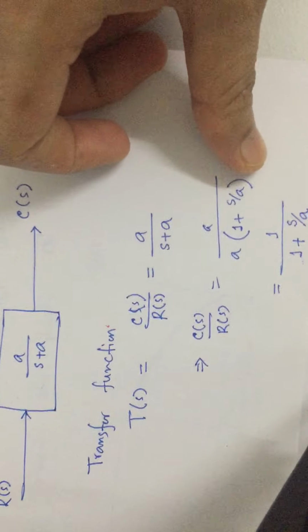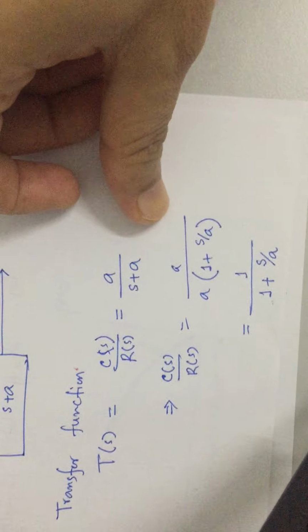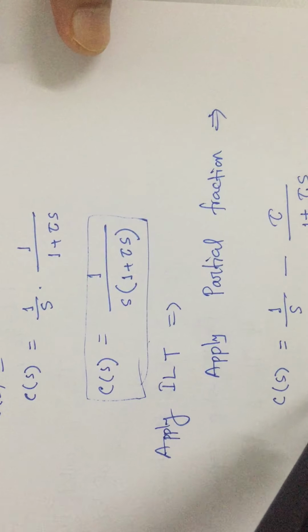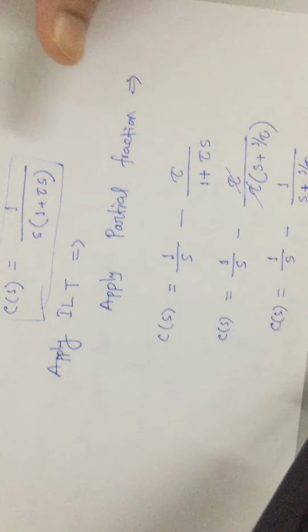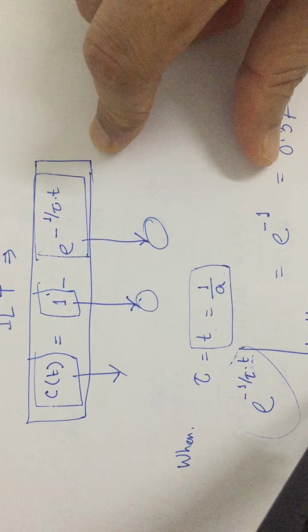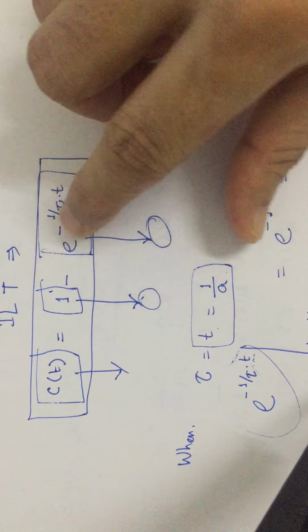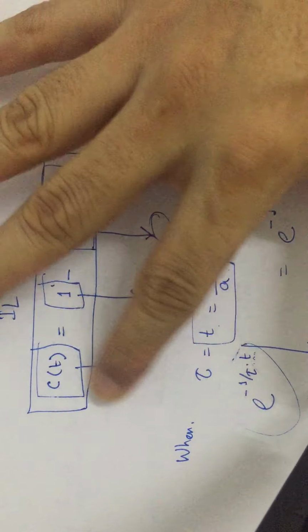This is one of the examples we have given, a system in the s domain, so that we calculate the transfer function. Once we have the transfer function, we applied the ILT in order to get the time response of the system. Finally we got the time response of the system, where we applied partial fractions. Then we say that this part is the transient response, this part is the steady state response, and this is our output response.